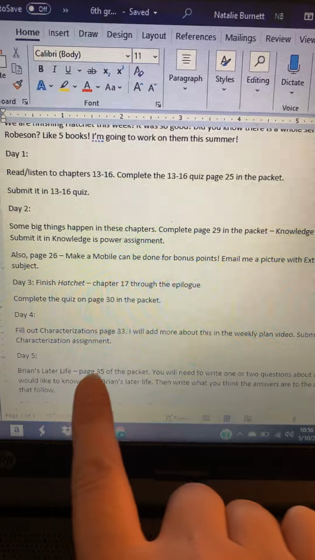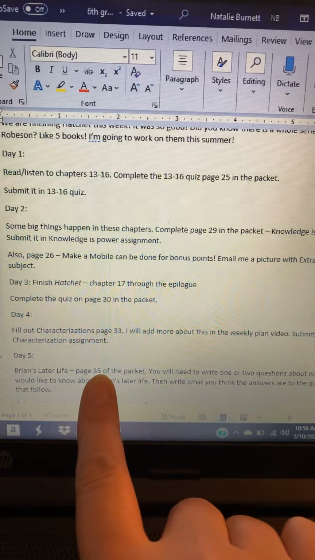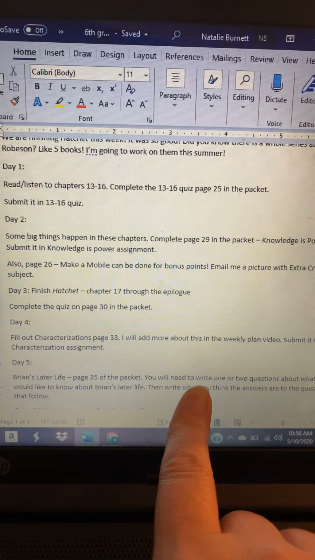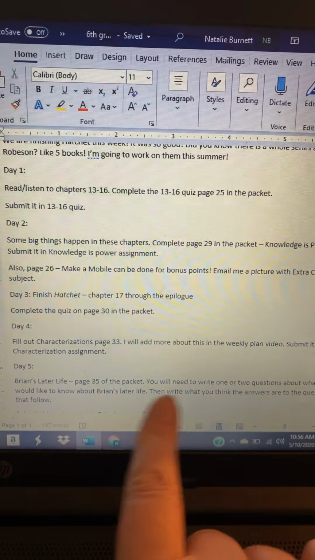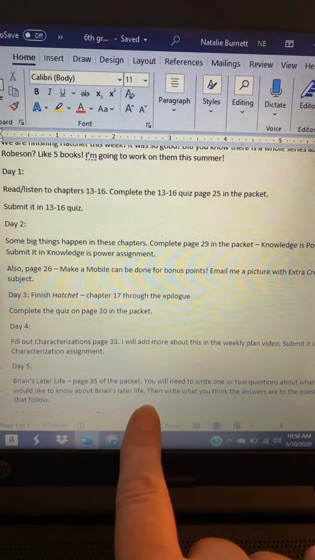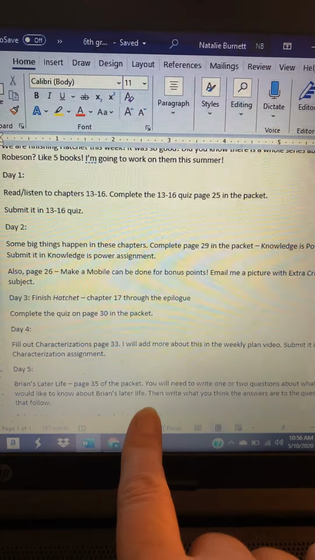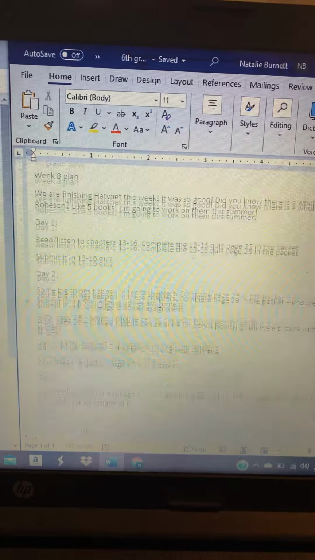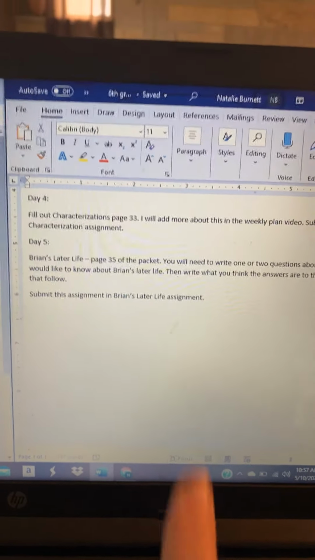Day 5, Brian's later life, page 35 of the packet. You'll need to write 1 or 2 questions about things that you want to know about Brian that aren't answered in the book. And then there are some questions like, what do you think happened to Brian after this moment? And you're going to post that in the Brian's later life assignment.